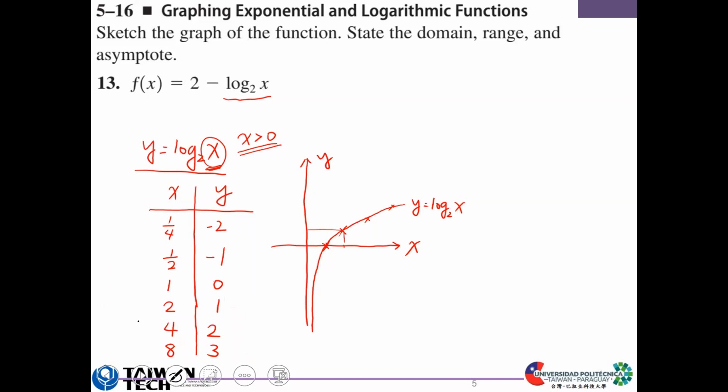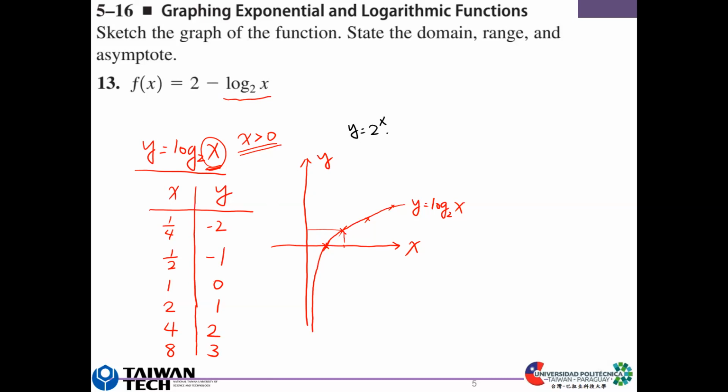Actually, it is x equals 2 to the power of y. So for y equals 0, x equals 1. No, this is y equals 0. We have y equals 2^x. So if we want to draw y equals 2^x, my bad.